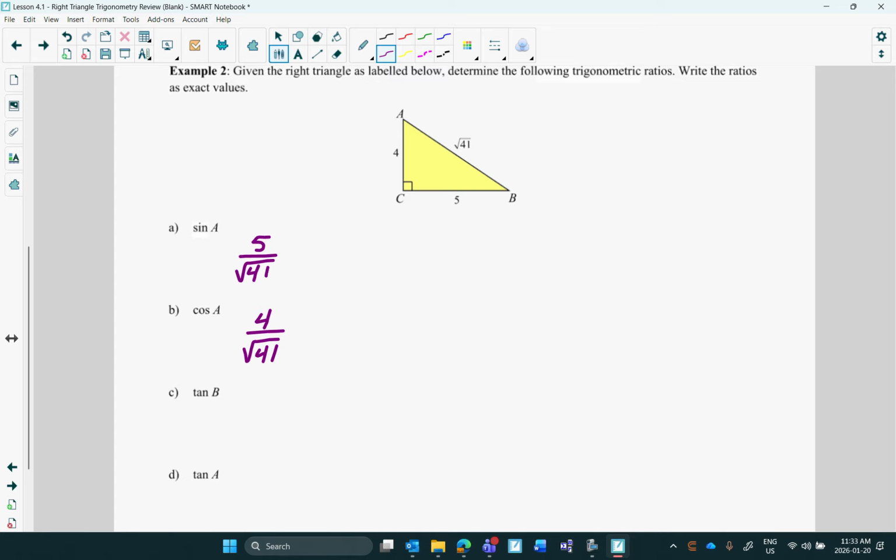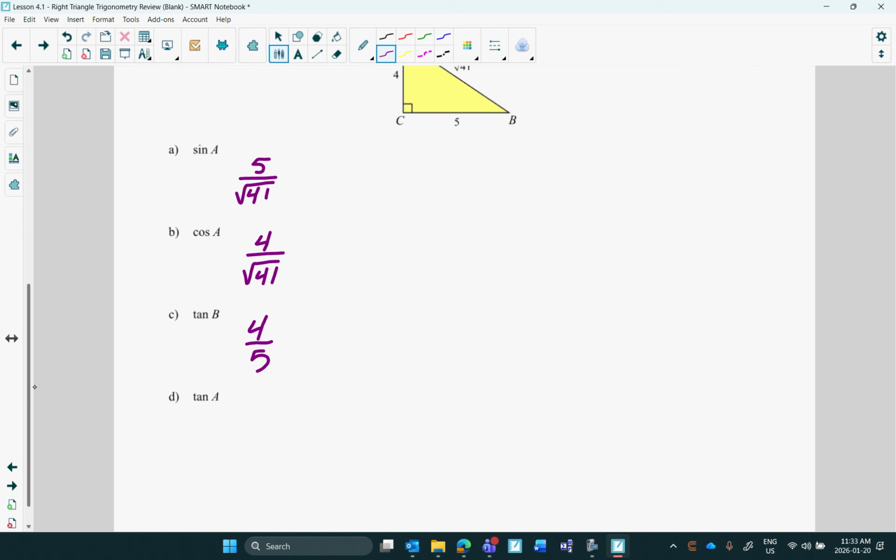The tan of angle B? 4 over 5. And the tan of angle A? 5 over 4. So remember, order matters, and what acute angle we're talking about matters.